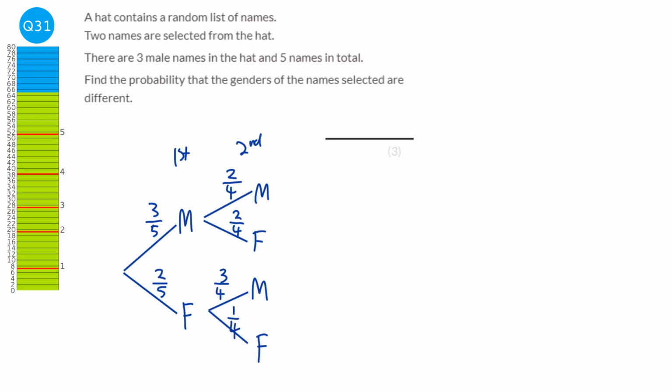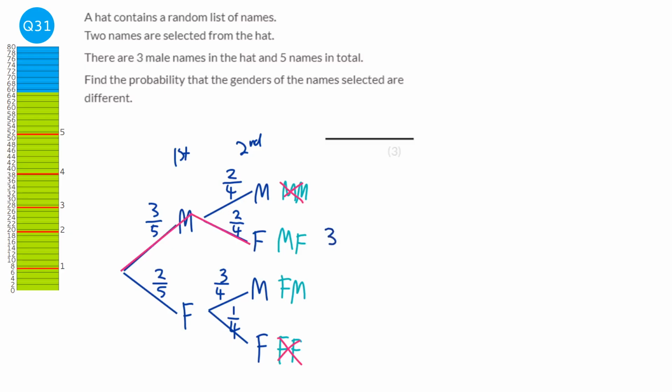Okay, we're looking for the probability that the genders of the names are different. So looking at the outcomes, the outcome here would be male-male. That's not what we're interested in. Here would be male-female, we are interested in. Female-male, we are interested in. And female-female, we're not interested in. And the way that tree diagrams work is as you go along the tree, any fractions you go across, you multiply together to find the outcome.